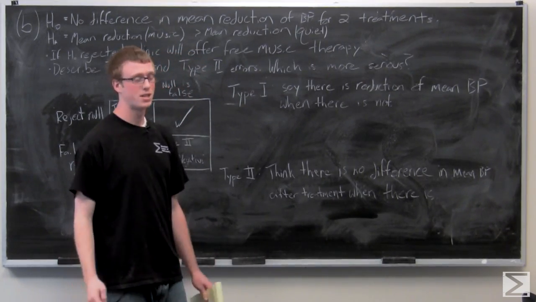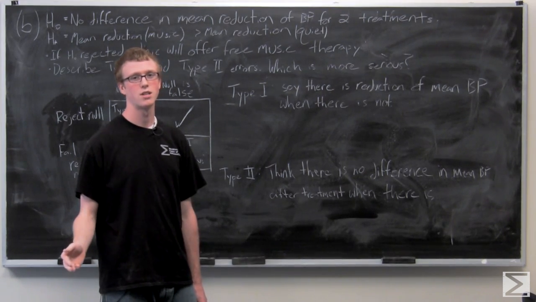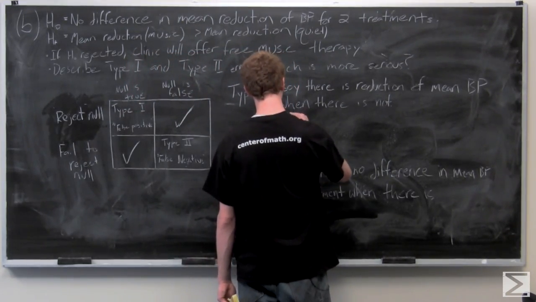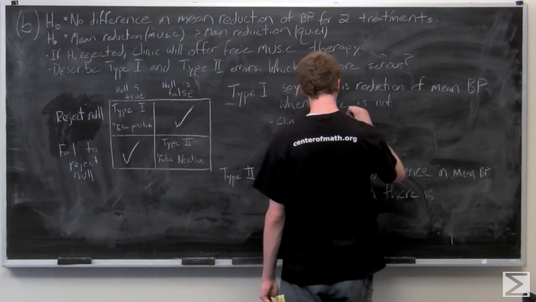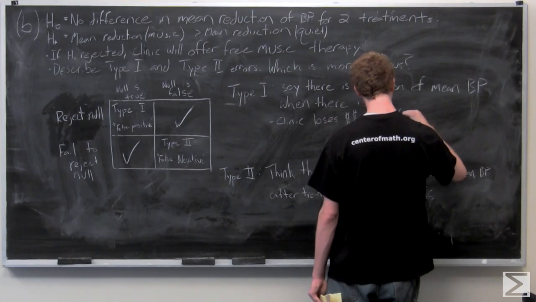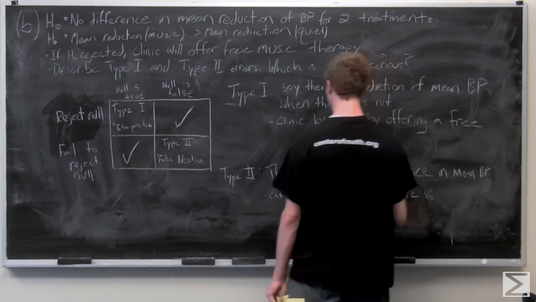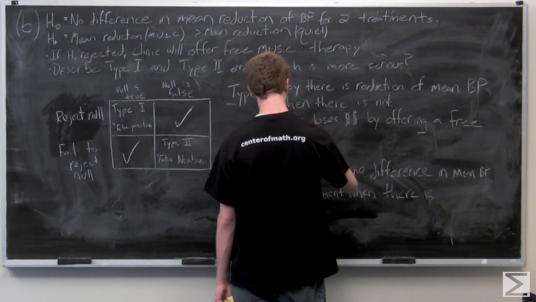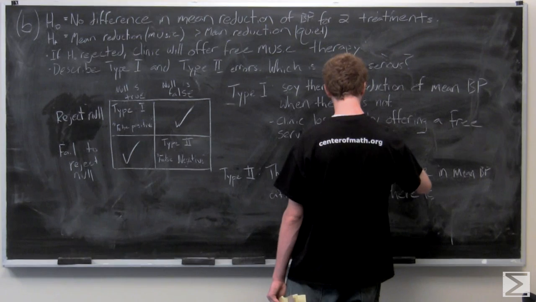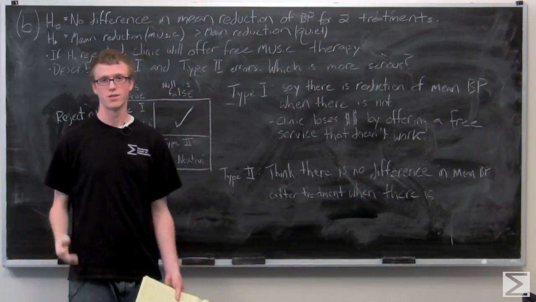So for the type 1 error, I'm going to say that this type 1 error is more serious because the clinic is going to offer free music therapy, which is going to cost them money, but it's actually not going to be doing anything for their patients. So the clinic loses money by offering a free service that doesn't actually work.